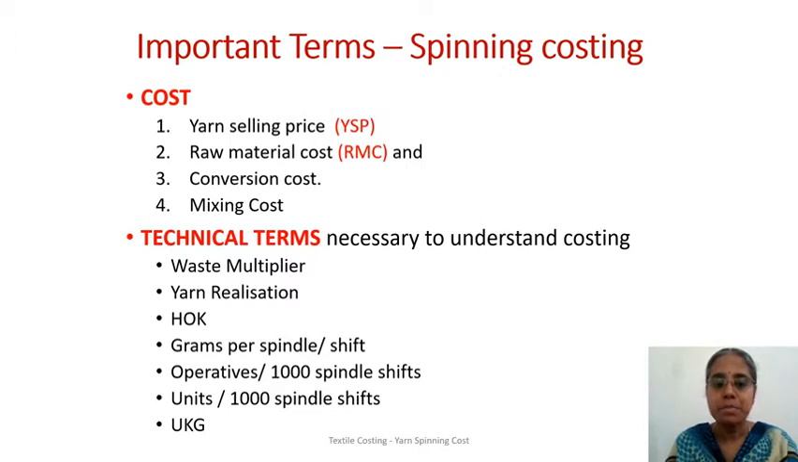HOK, gram per spindle per shift, tells about the production. Then operatives per 1000 spindle shifts tells about the labor cost. Units per 1000 spindle shifts tells about the power cost. UKG, units consumed to produce 1 kg of yarn, is also related to power cost, as these are the three important cost related elements in any of the total costing.